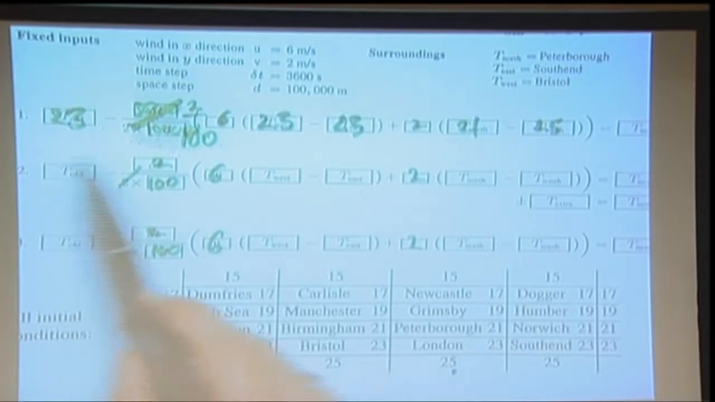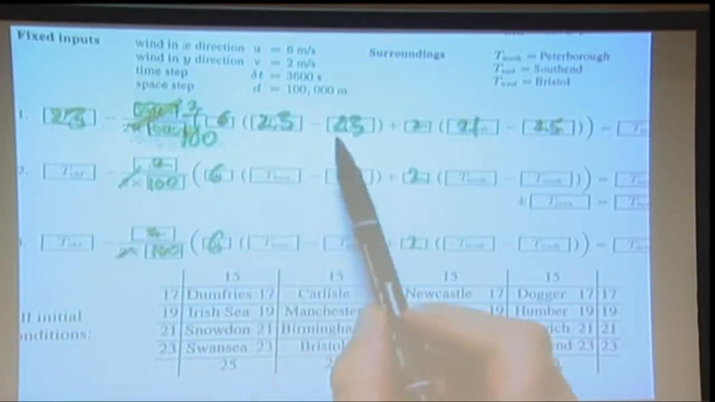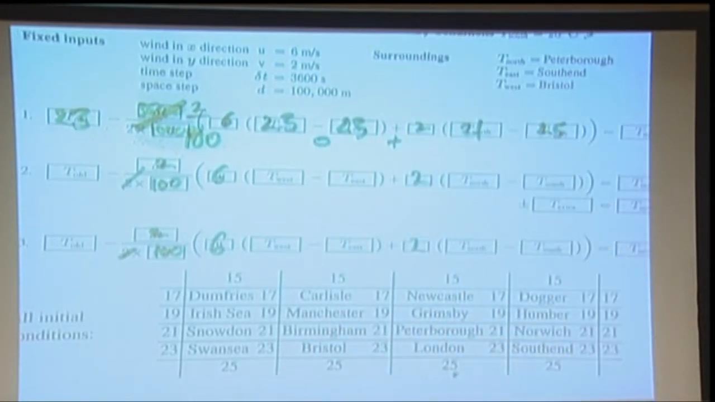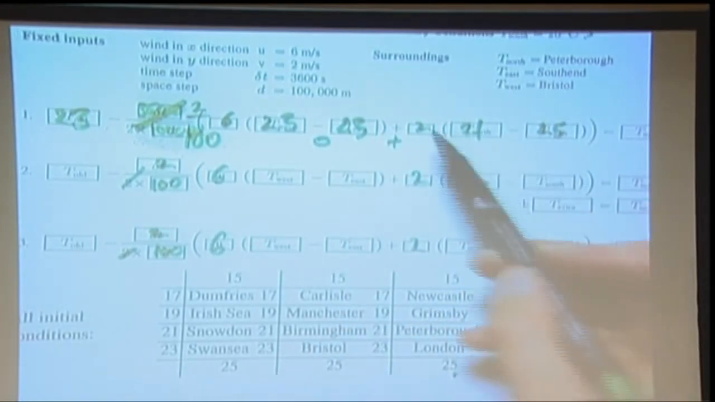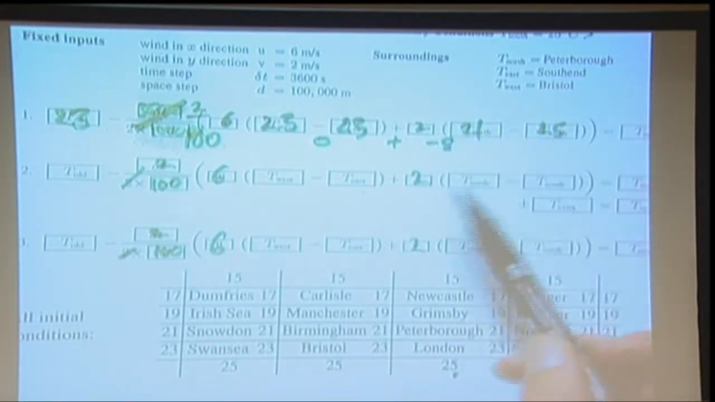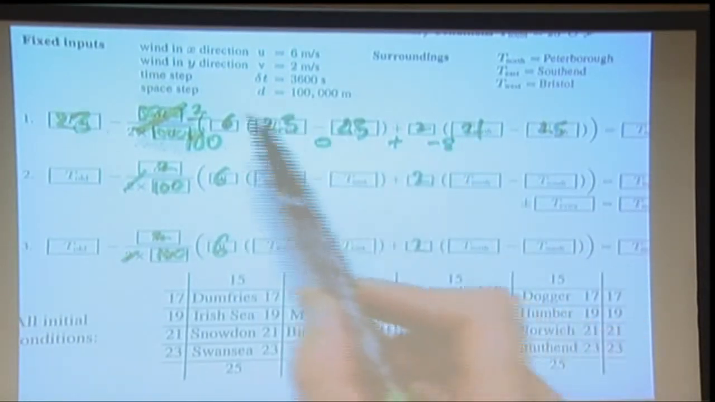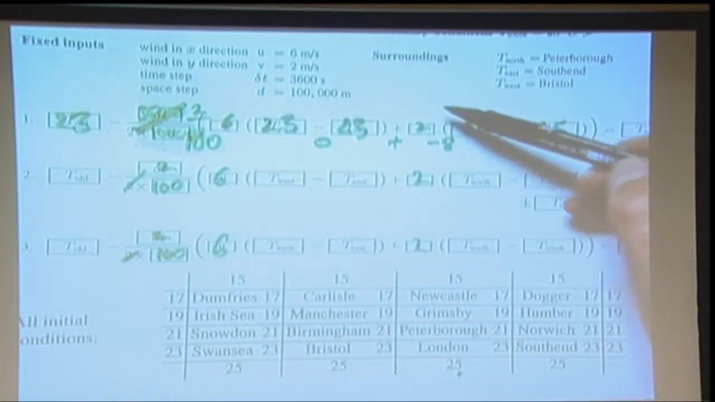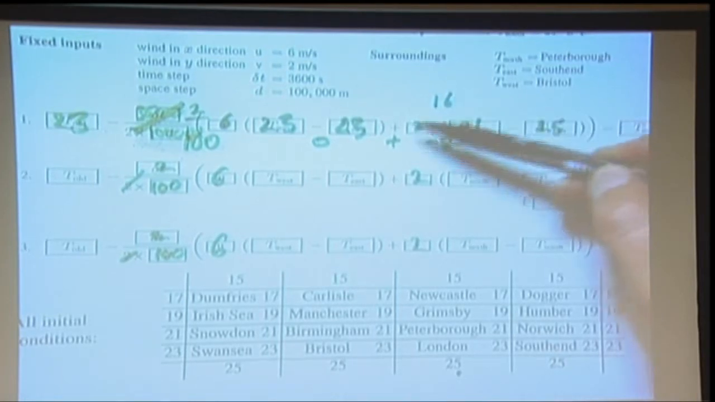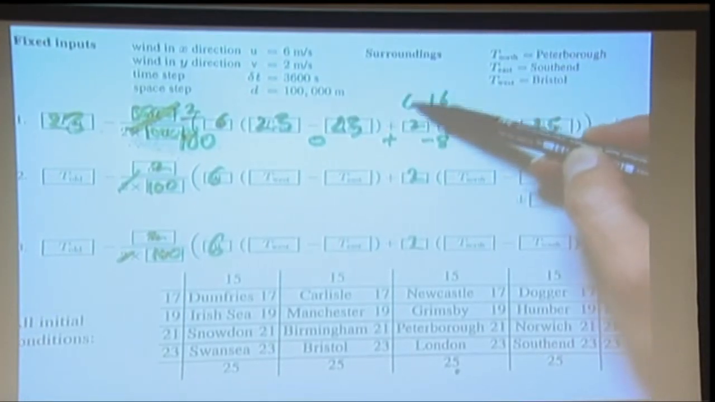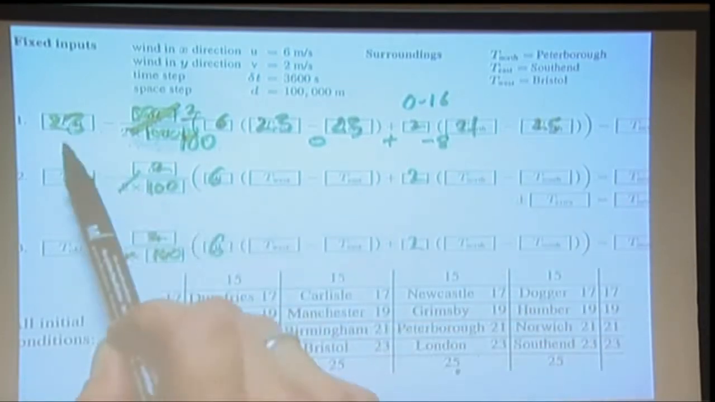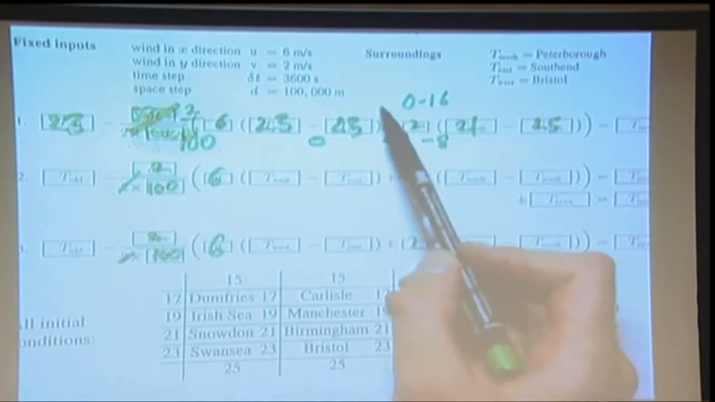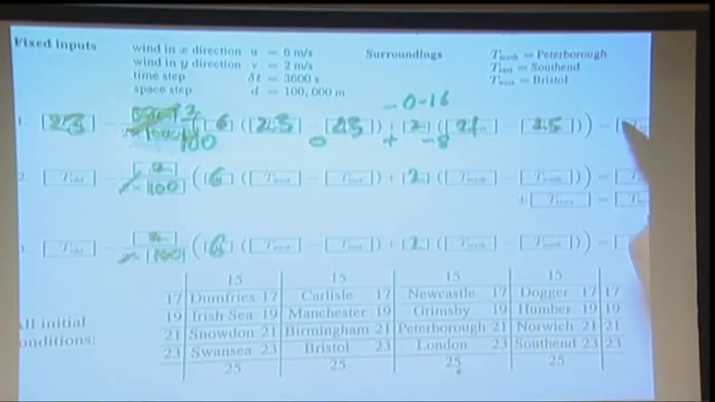So I'll do 23 minus 2 over 100 times 6 times 23 minus 23, that's 0. Plus 2 times 21 minus 25 is minus 4. So that whole thing is minus 8. So I've got minus 8 here, multiplied by 2, divided by 100. That gives me 16 is 2 times 8, and then I divide by 100, move the decimal place, 0.16. So I've got 23 minus 0.16. So my new temperature is 23.16.